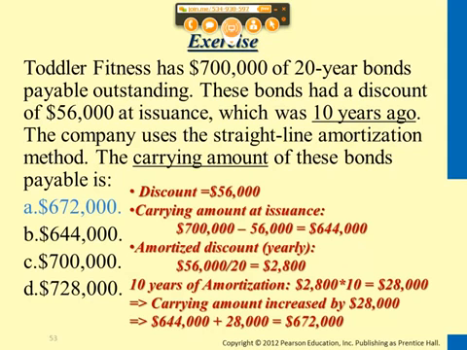$2,800 will be reduced from the discount on bonds payable account, and at the same time this deduction increases bonds payable by $2,800. Okay, so little by little the bonds' carrying amount will gradually increase, and after 10 years it will reach this point. After another 10 years it would reach the face value of $700,000.